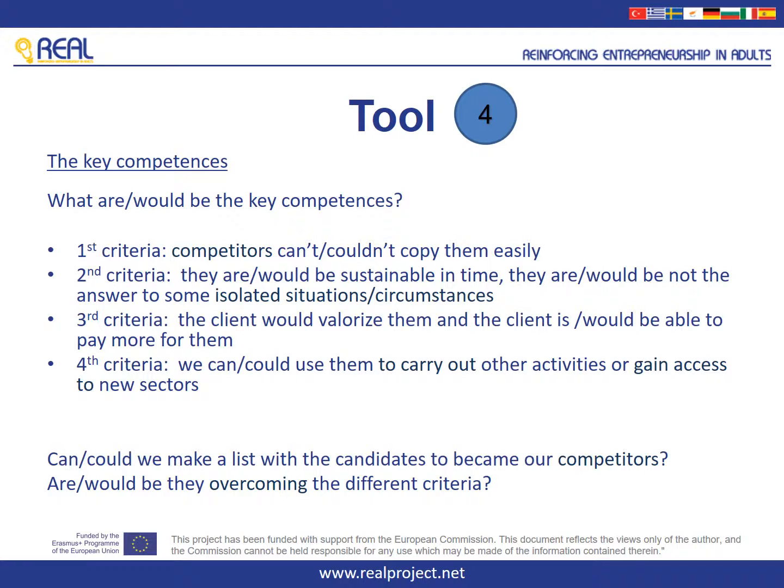This tool will help us to identify our competitors and to know how they are working. We should make a list of our principal competitors and answer yes or no to the 4 criteria questions. First criteria: competitors couldn't copy them easily. Second criteria: they would be sustainable in time. They would not be the answer to some isolated situations or circumstances. Third criteria: the client would value them and would be able to pay more for them. Fourth criteria: we could use them to carry out other activities or gain access to new sectors.